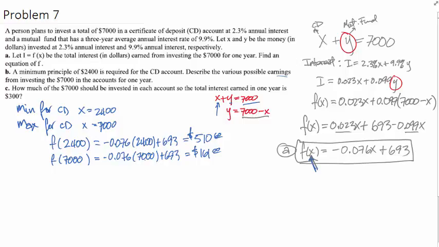So these are the range of values. If you put all your money into the CD, which is only at 2.3%, you're going to get your smallest amount of interest possible in this combination account. If you put 2,400 into the CD, and put the rest of the money, about 4,600, into the mutual fund, you're going to get a total interest of $510.60. So that's it for part B.